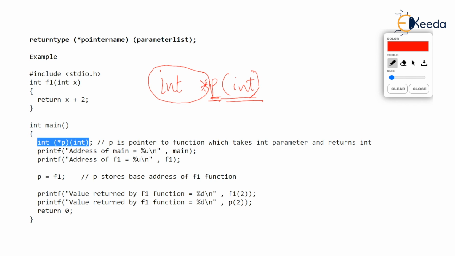Now, what does this mean in that case? int (*p)(int). Now we want to say p is genuinely a pointer which will point to a function which takes an int parameter and returns an int. I hope you have understood every aspect of it. Thank you very much.